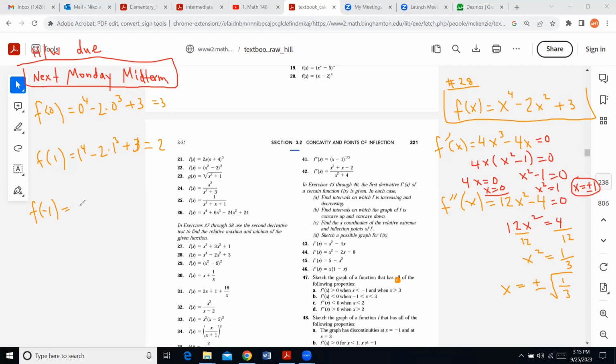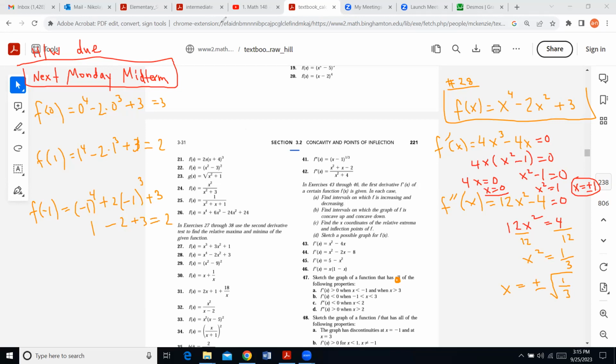And finally, if I use -1 instead of x. Notice with whole numbers it's not that bad, but if I start to use 1/3, I will need to use a calculator, because without it, it'd be a big mess. So it's 1, and then -2, and +3, which is also equal to 2. How about that? So I like this.